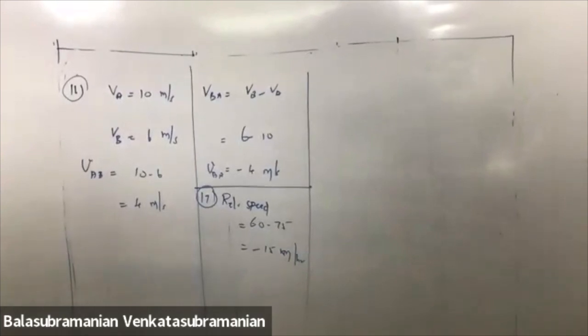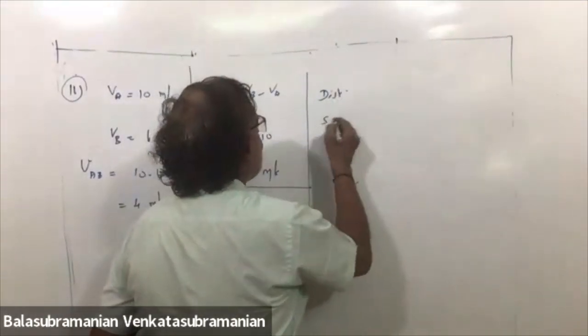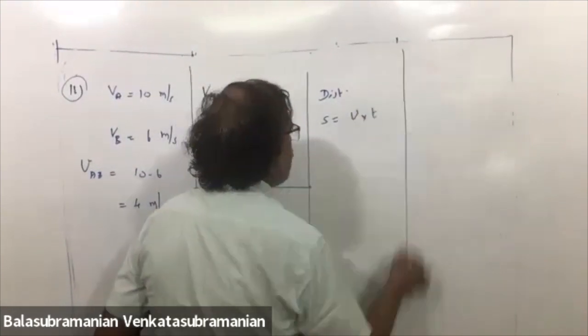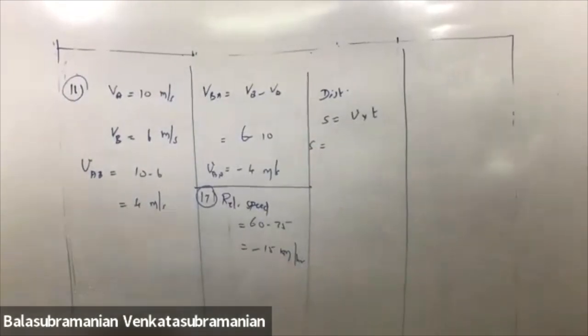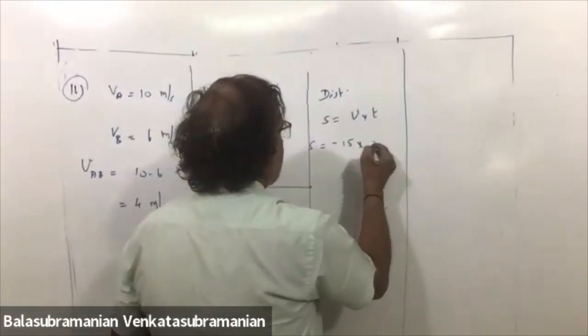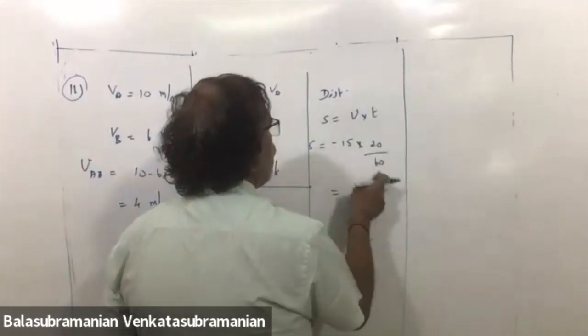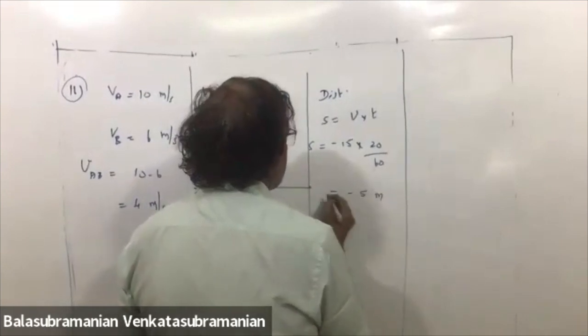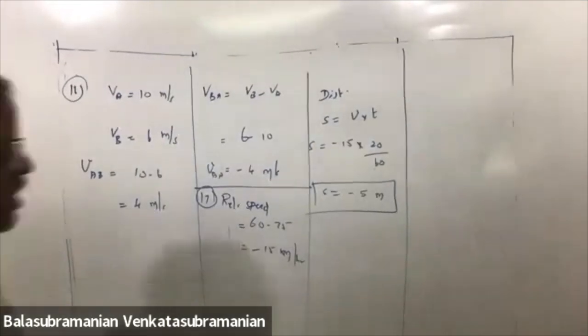Next, what is the distance of A from B? Distance is equal to velocity into time. What is velocity given here? Minus 15, after 20 minutes, which means 20 by 60. You have to convert into hours. 4 times minus 5... sorry, kilometer.